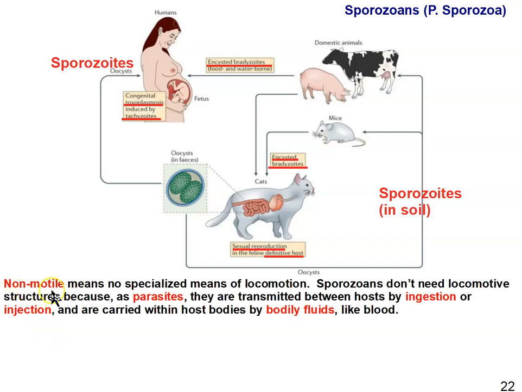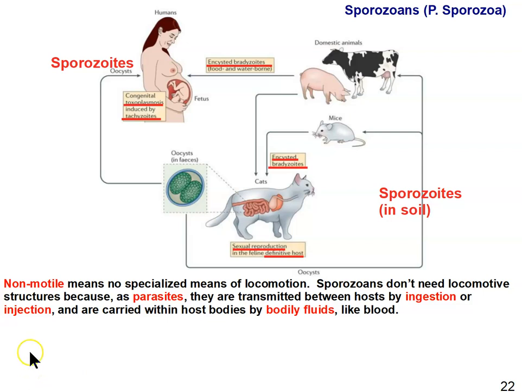But they're non-motile, and so they don't have cilia, they don't have flagella, and they don't form pseudopodia. They are carried from person to person or organism to organism by eating, or by injection. On the next slide we'll be looking at malaria, an example of injection, where mosquitoes take the organism from one person and inject it into another person. Once they're in the organism, they're transported around in the body by bodily fluids like blood.